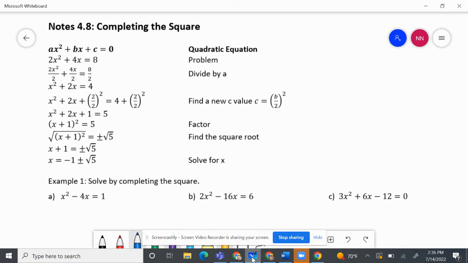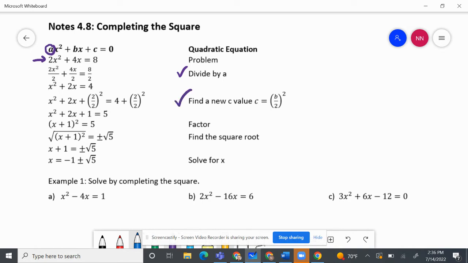We have a few steps that we need to follow. One is that we're going to divide by a. So whatever our leading coefficient is, that's our a value. We're going to divide by that. So in this case, our a value is 2. So we divide all the terms by 2.